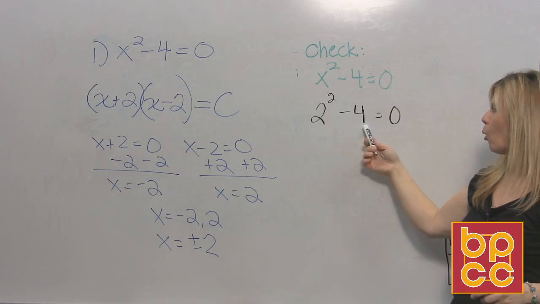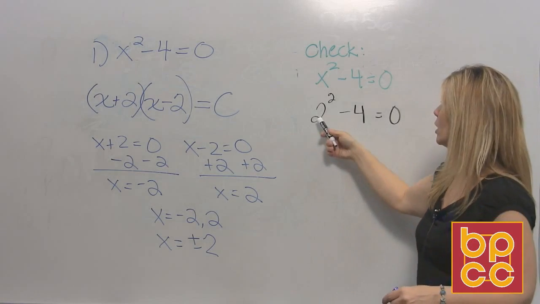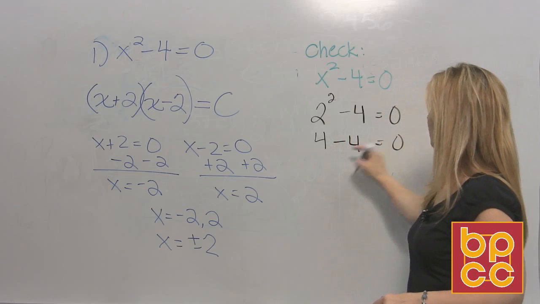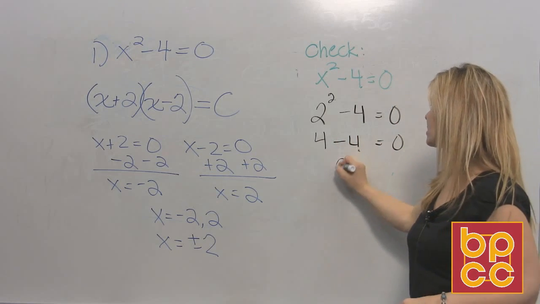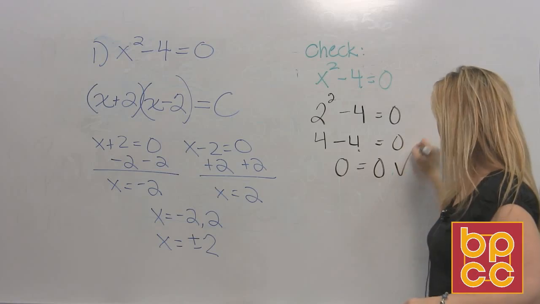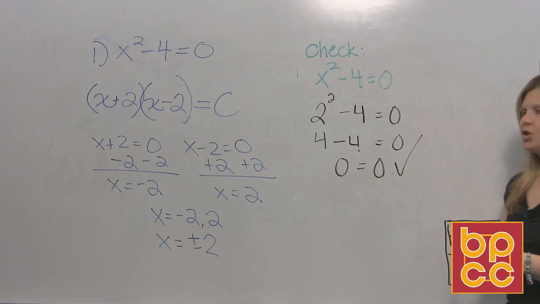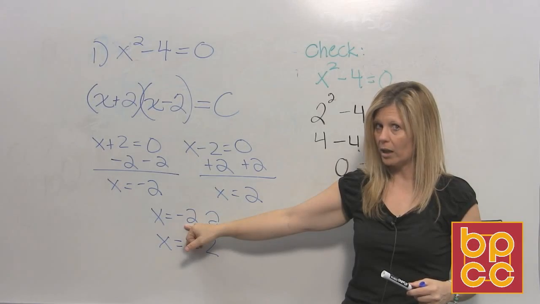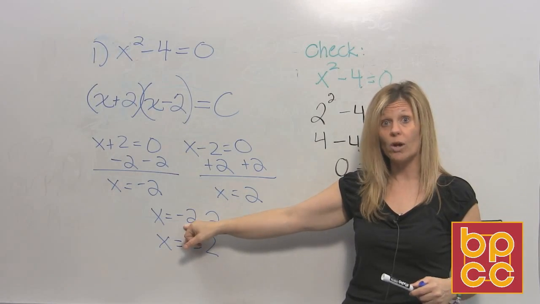Then we'd follow order of operations and work this out. 2 squared is 4. Not done yet. 4 minus 4 is 0. 0 equals 0, it checks. Just because the first answer checks doesn't guarantee the second one will. You've got to check each one separately.